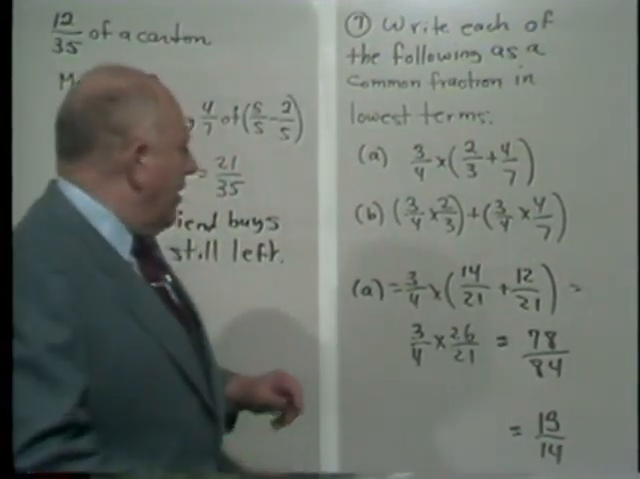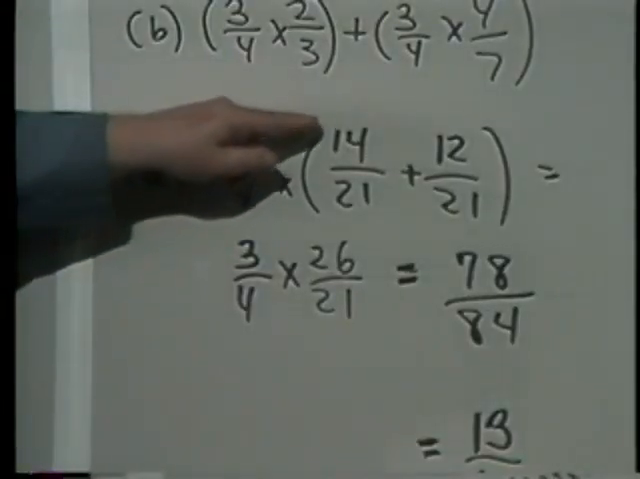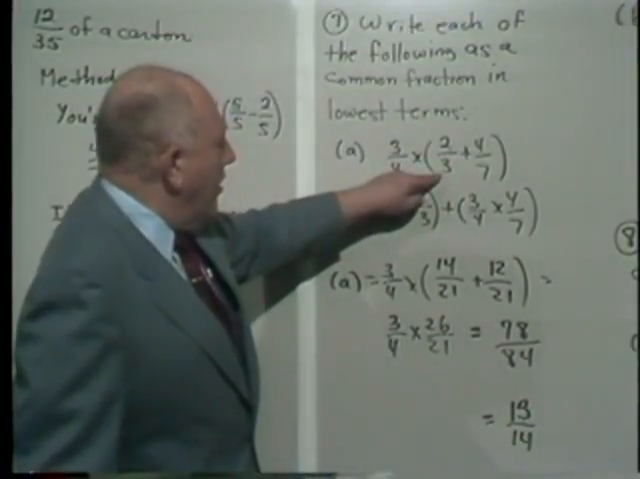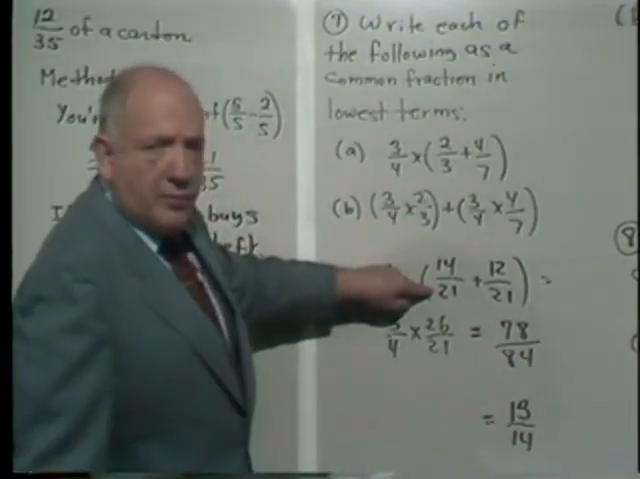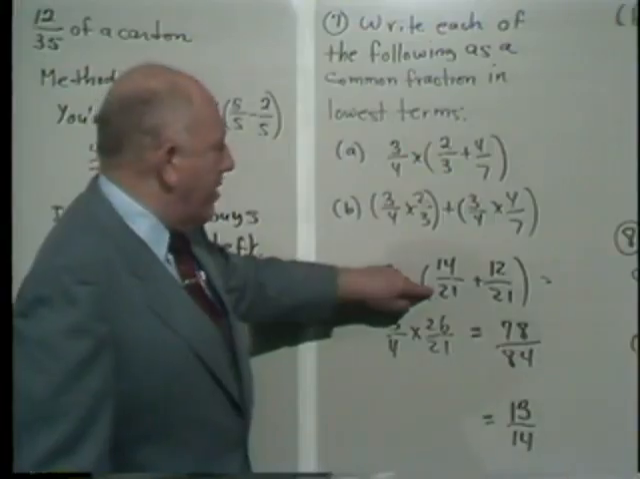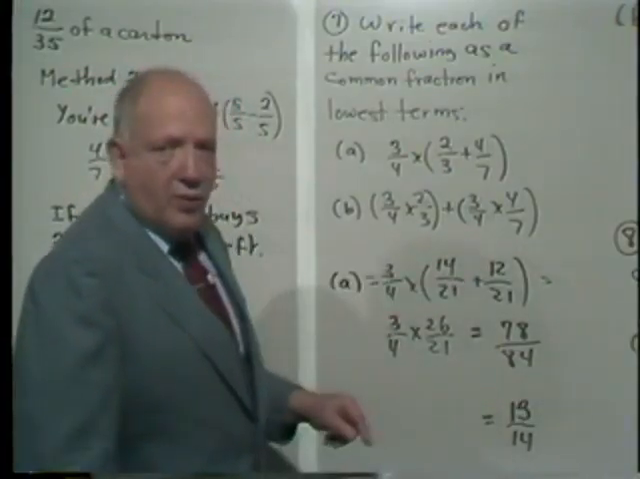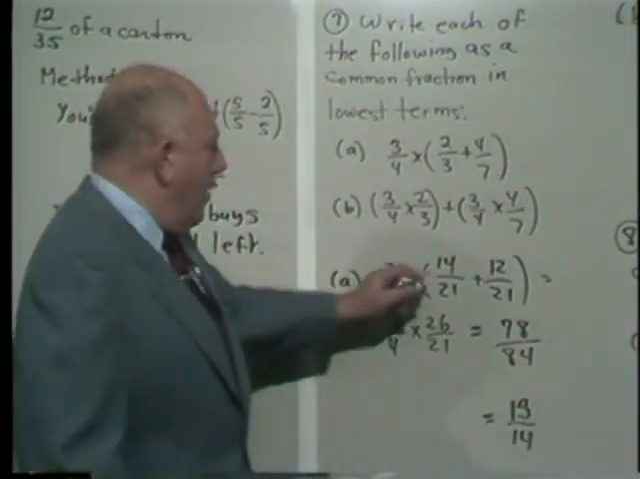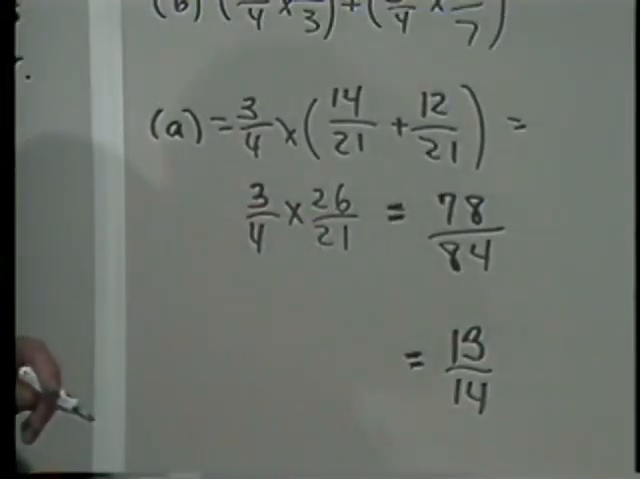So let's do that. For part A, first of all, 2/3 and 4/7. The common denominator is 21. So 2/3 is the same as 14 over 21. Multiply numerator and denominator of 2/3 by 7. 4/7 is the same as 12 over 21. So you just multiply numerator and denominator of 4/7 by 3. 14 over 21 plus 12 over 21 is 26 over 21.